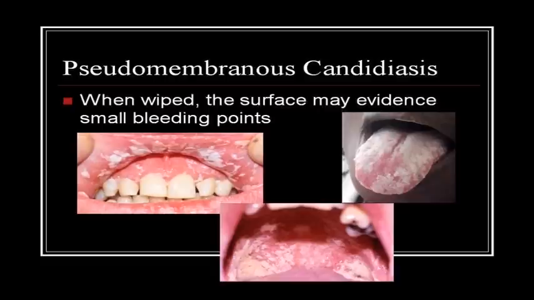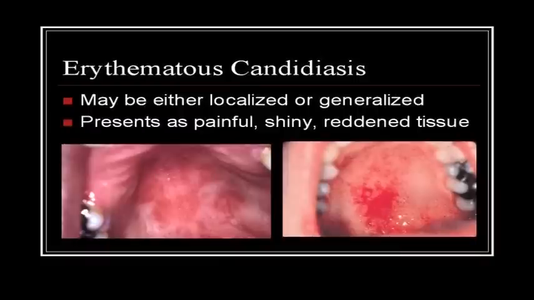Pseudomembranous candidiasis is the most common of the fungal overgrowths. When the surface is wiped, it may present with small bleeding points. This is a feature that's associated with this condition. It presents as a white, cottage cheesy coating on the tongue, the vestibule, the soft or hard palate, or gingiva. Erythematous candidiasis is just that. It is a red form of the lesion. It may be either localized or generalized and will present as painful, shiny, reddened tissue.